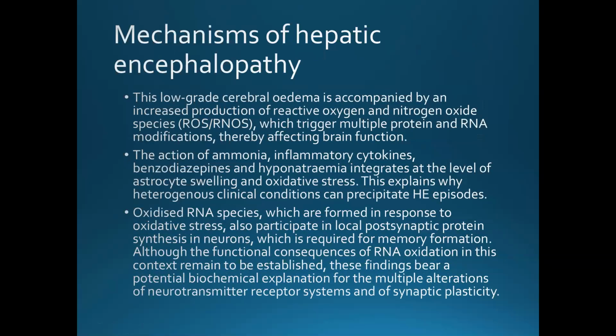Now, the last one that I want to discuss with you here is the mechanism of hepatic encephalopathy. You have several factors, again theories, about how it comes to happen. One of them, or at least the presumptive etiology, is increased production of reactive oxygen species. The second one is the action of ammonia and inflammatory cytokines on astrocyte swelling and oxidative stress. And the last one is the formation of what is known as oxidized RNA species.